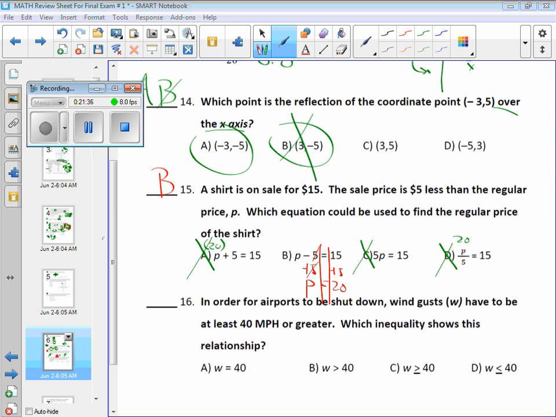Number 16, you have to kind of get it into your head. When something is at least 40 miles or greater, at least means that it can equal 40 as well. Can it be greater? Can it be less? So you're looking for the inequality that shows greater than or equal to 40, which is C. 16 is C. That's just kind of a matter of memorizing and remembering what's what with that.